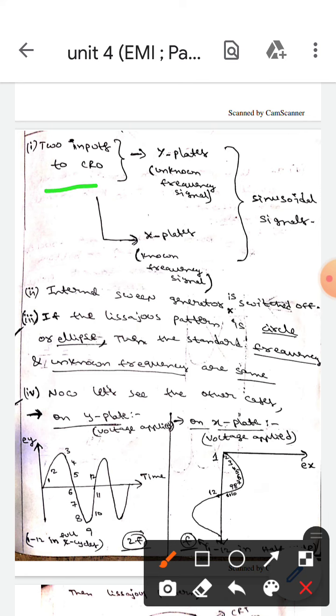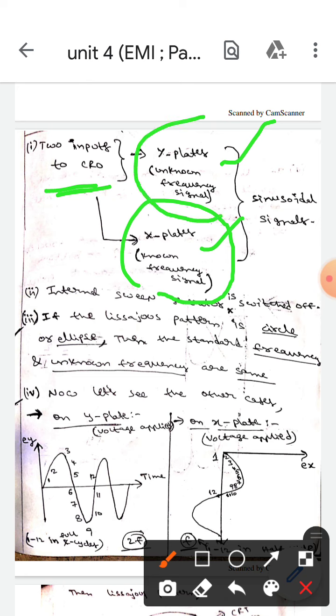Here two input signals are applied to the CRO. One input signal is applied to the Y plate and the other input signal is applied to the X plate. Here the frequency of the signal is known, whereas here at the Y plate the frequency of the signal is not known. Here it is a standard value. It is not known, which means unknown value. These two are sinusoidal signals.